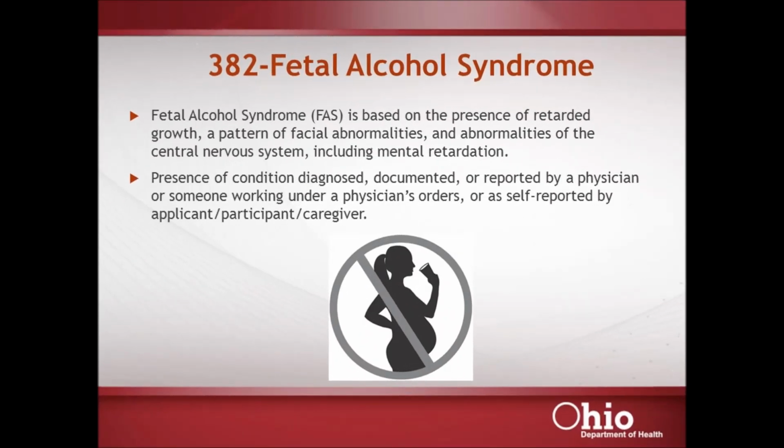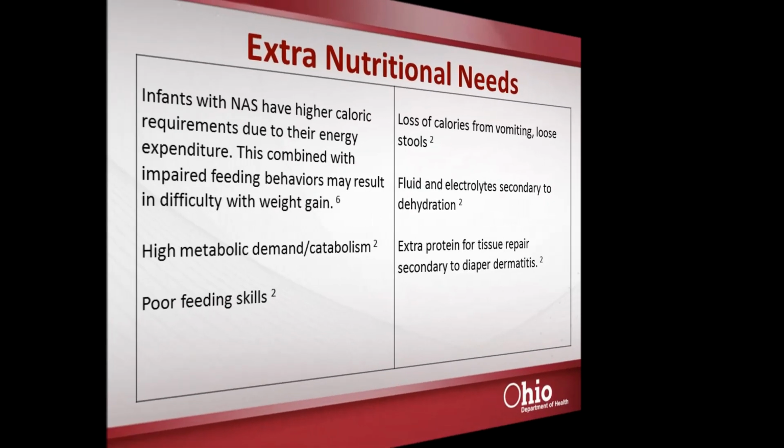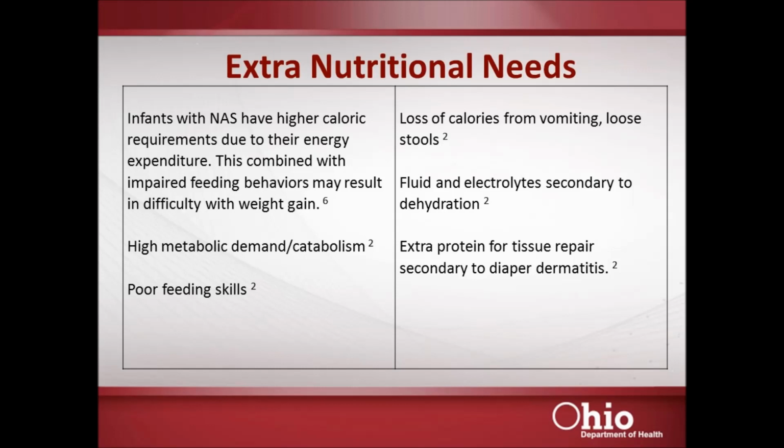Symptoms resulting from alcohol exposure in utero can range from mild to severe and may appear even months after birth. This presents the need for monitoring throughout infancy. NAS infants who have impaired feeding behaviors and a higher metabolic demand typically have difficulty gaining weight. In addition to the need for extra calories, vomiting and diarrhea can increase fluid and electrolyte needs. Skin breakdown caused by diarrhea may increase protein needs for healing.